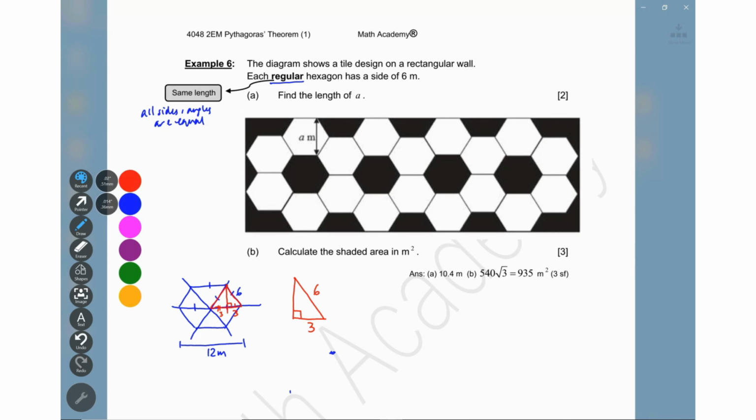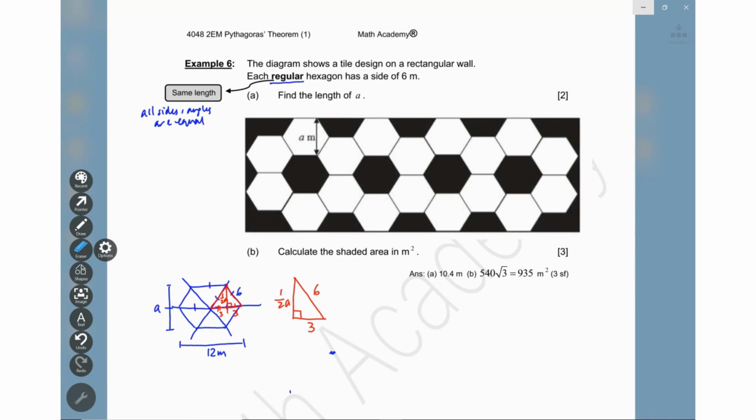We also see that in the diagram, the height of one of the hexagons is given as A. Now I'm taking only half of the height, which is here, right? So that would be half A. I'm going to write down here. That forms our right angle triangle with 3 of the values and one of the variables: half A, 6 and 3. Since this is a right angle triangle, I'm going to make use of Pythagoras Theorem to help us solve.